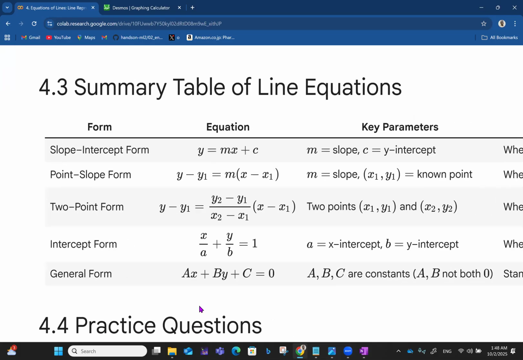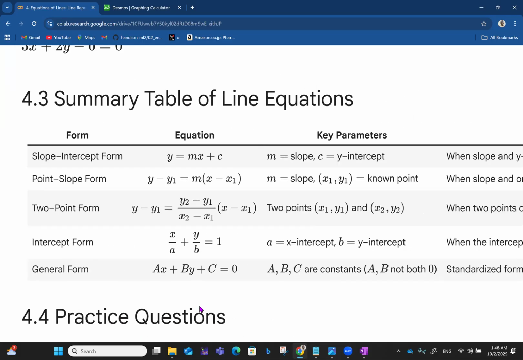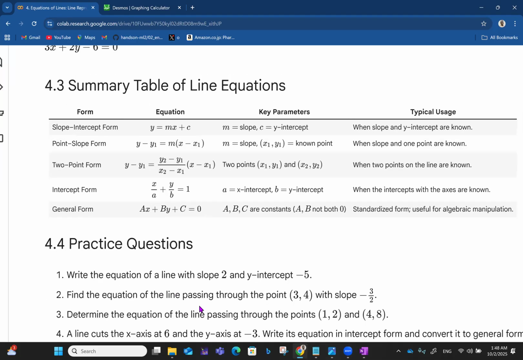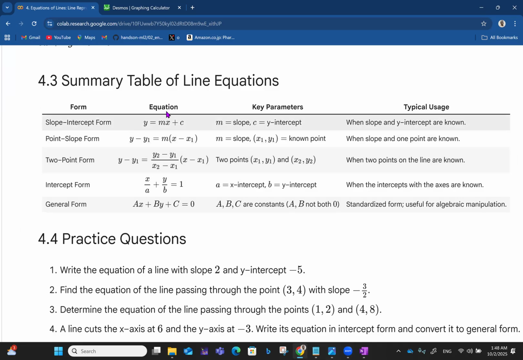we have this summary. So look at the summary table of line equations like this. For the slope-intercept form, you have y equals mx plus c. The key parameters: m is the slope, c is the y-intercept. Typical usage is when the slope and y-intercept are known, you just fix them up, right?